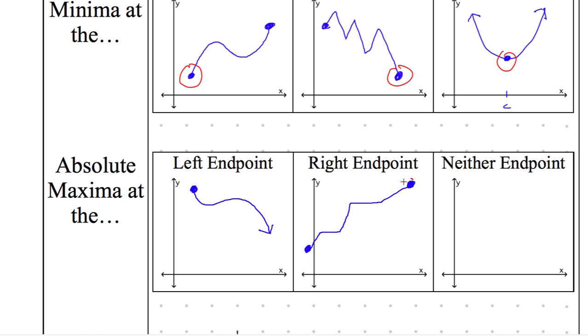Again, I'm circling the absolute maximum, and it has to be absolute. So absolute is like nothing else is higher than that point. Wait a minute. Yes. I'm going to cheat for my creativity. I'm not going to even have an absolute maximum.